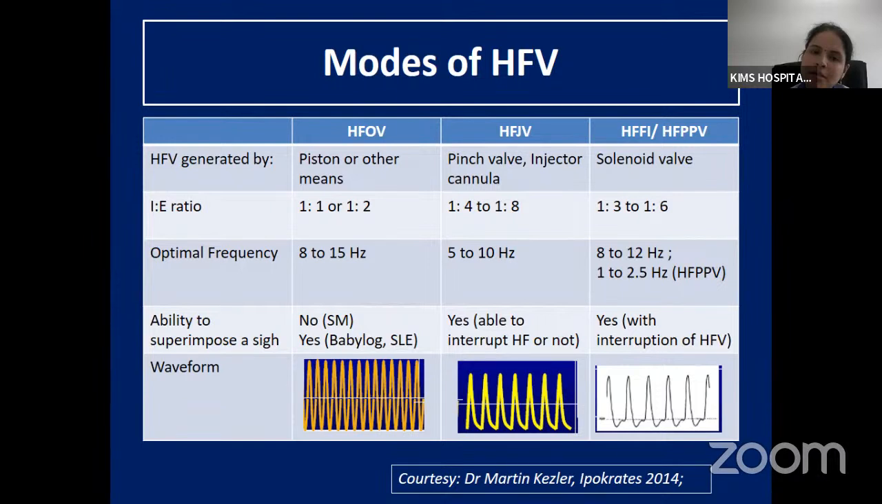Here HFOV is generated by means of a piston, or it may also be generated by an expiratory valve, as seen in the regular ventilator, that moves back and forth multiple times. The inspiration to expiration ratio is typically 1:1 to 1:2, and the optimal frequency ranges between 8 to 15 hertz. So 1 hertz refers to 1 breath per second or 60 breaths per minute. 10 hertz refers to 600 breaths per minute, and 15 hertz refers to 900 oscillations or breaths per minute. So the typical optimal frequency is between 8 to 15 hertz.